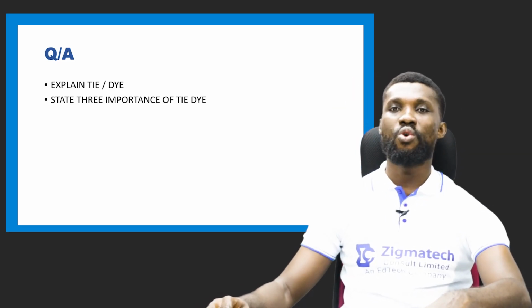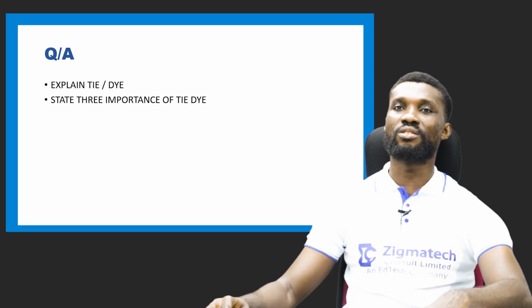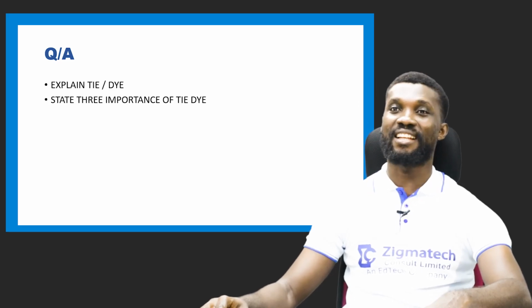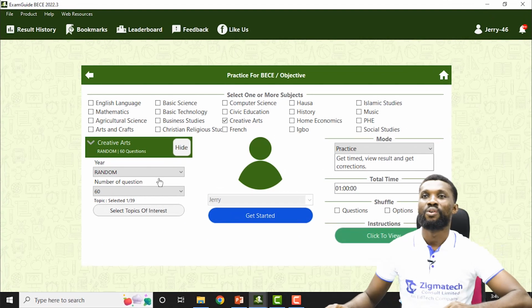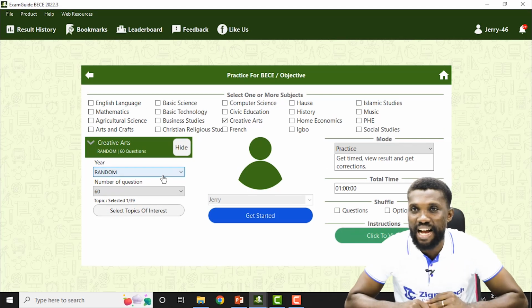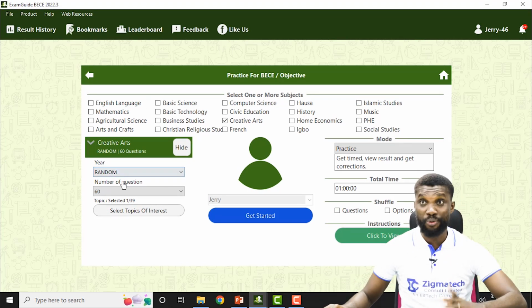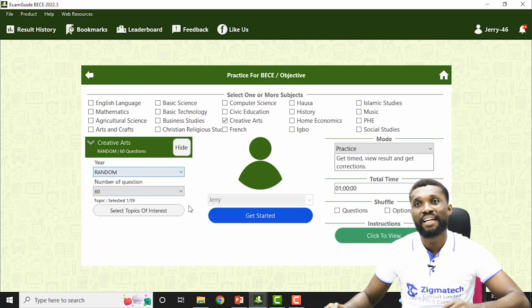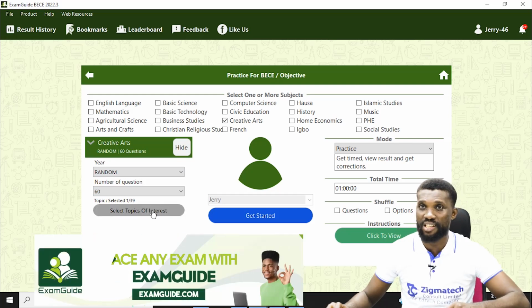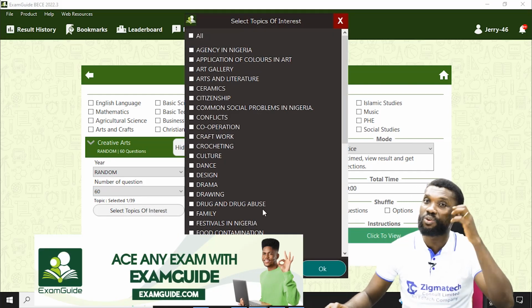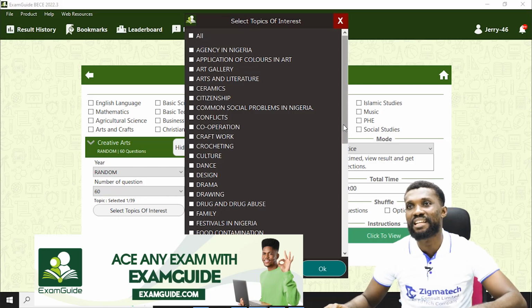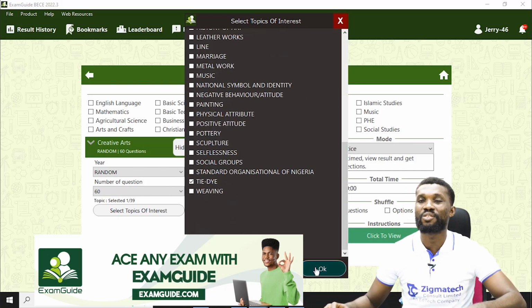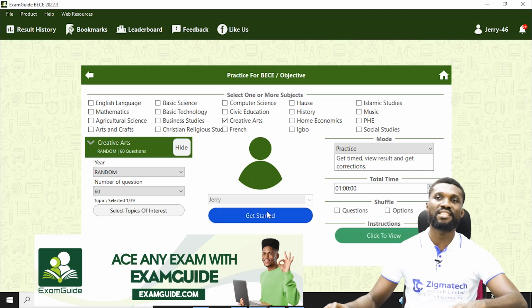But before we go, let's try our hands on ExamGuide. Voila. All right, so you're familiar with this word, and today we are just going to pick randomly. Remember what we did is cultural and creative arts. You highlight, you check it, and then you select the topic you want, which is tie and dye, and then you say okay, and then you get started.